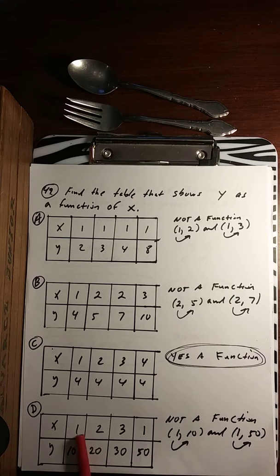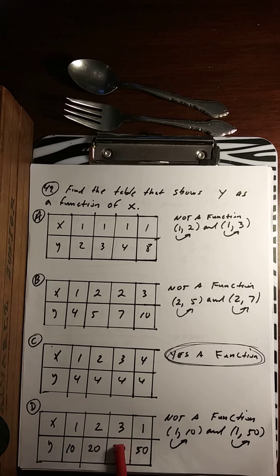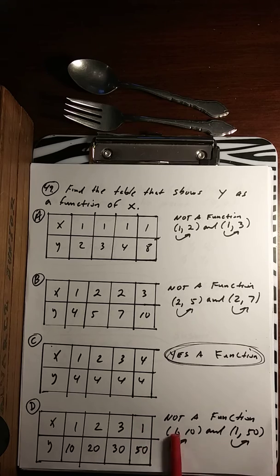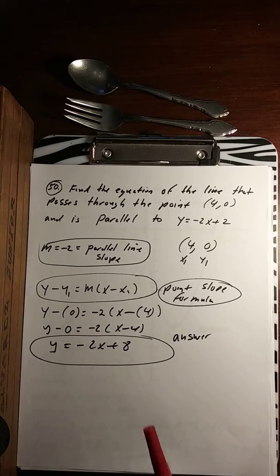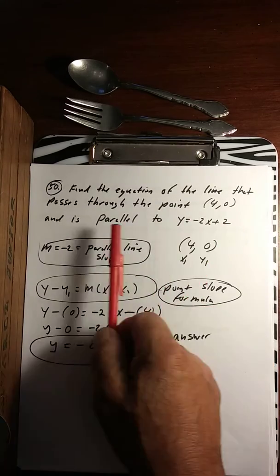This one, 1 goes to 10, 2 goes there, 3 goes there, and 1 goes to 10, 1 goes to 50. 1 goes to 10, and also 1 goes to 50. That's not a function.